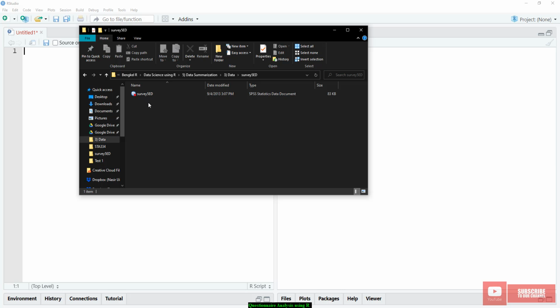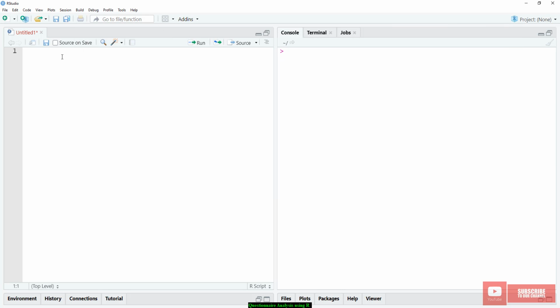This is the SPSS data file. Now we're going to start importing the SPSS data file into our environment. To import an SPSS data file, kita nak guna library apa?